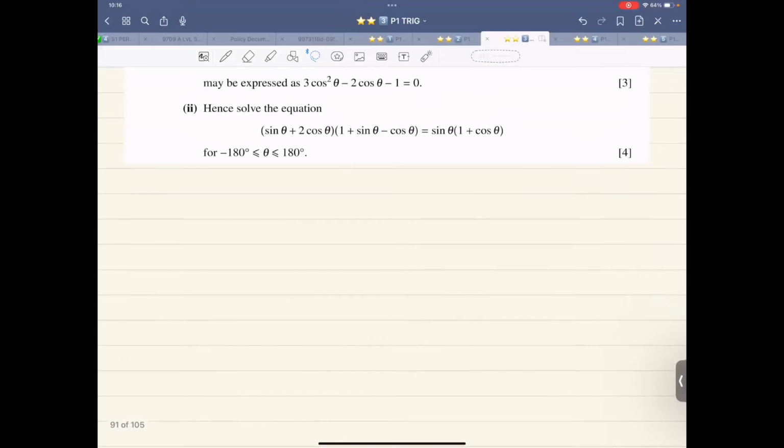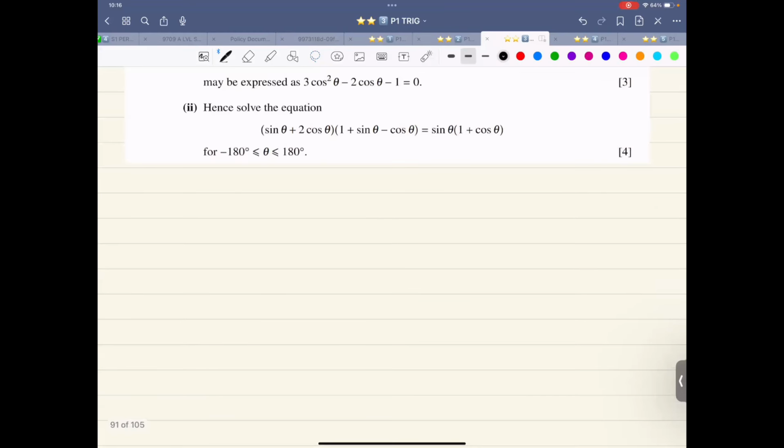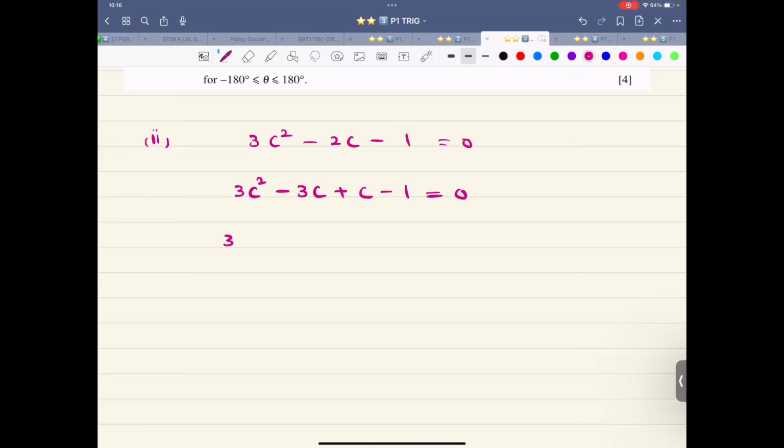And let's solve this thing. So now B part 2. Now we have the same thing reduced to 3c squared minus 2c minus 1 equals 0. Yes, I think it can be done through middle term factorization. 3c squared minus 3c plus c minus 1 equals 0. This is 3c(c minus 1) plus 1(c minus 1) equals 0. So (c minus 1)(3c plus 1) equals 0.